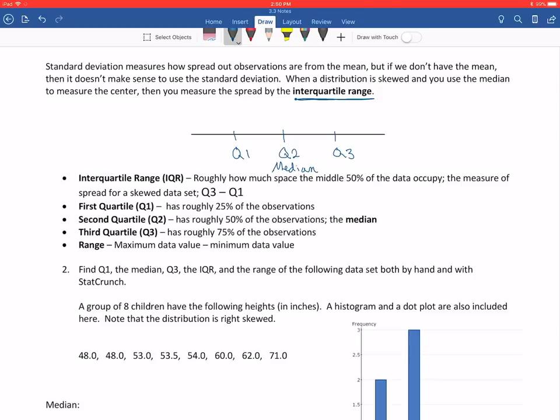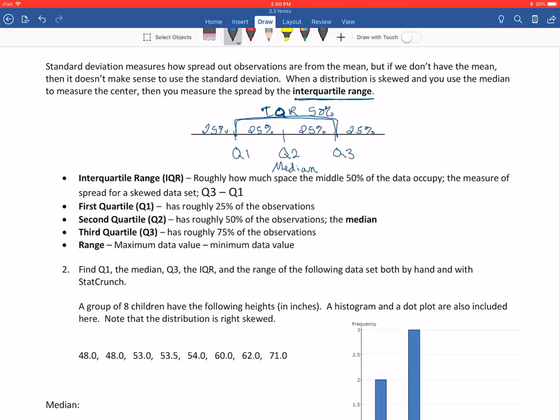What your quartiles do is divide your data up into quarters or 25% chunks. So 25% of your data falls in any of these areas. And then the IQR spans from Q1 to Q3. And because of that, you can see that it will include the middle 50% of your data.